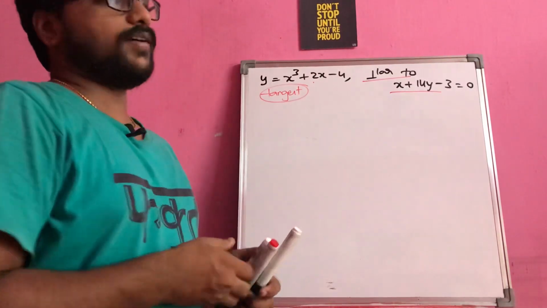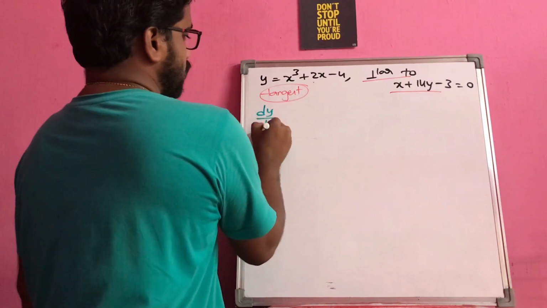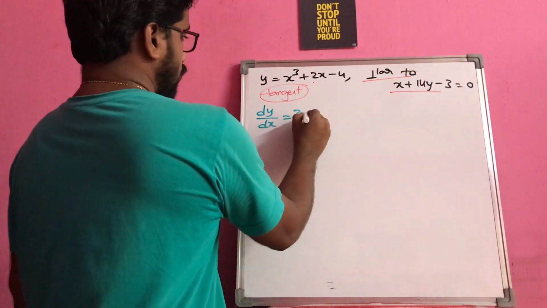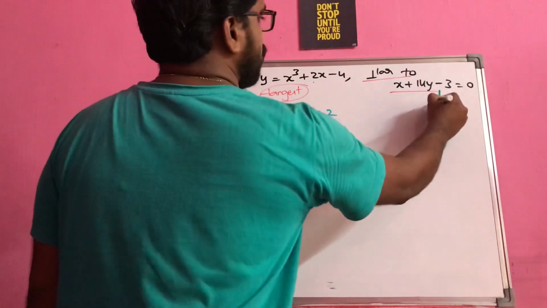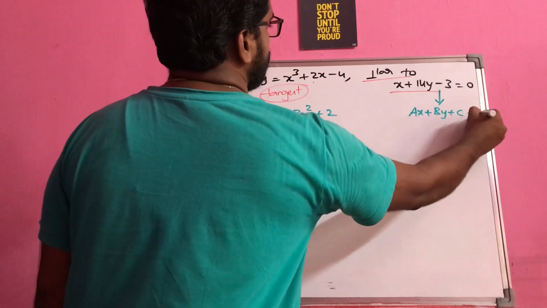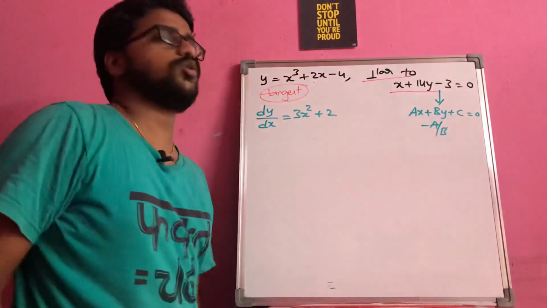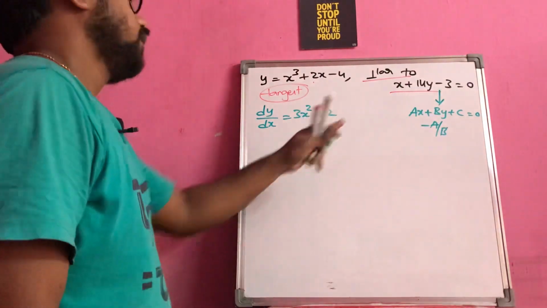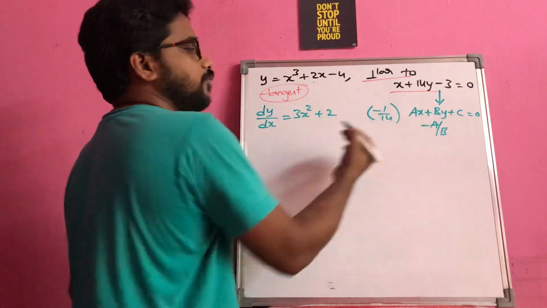So we will get that value by applying differentiation directly. If I apply differentiation, dy by dx is equal to 3x square plus 2. And we discussed that if any equation is of the form ax plus by plus c is equal to 0, then minus a by b represents the slope of the line, right? In a similar way, this slope is equal to minus 1 by 14.